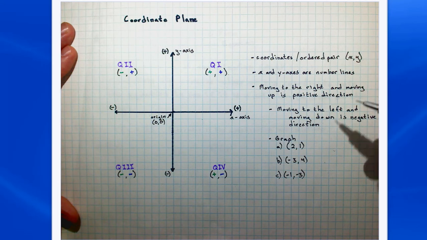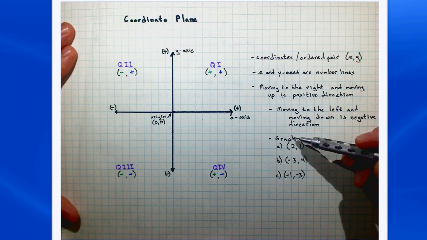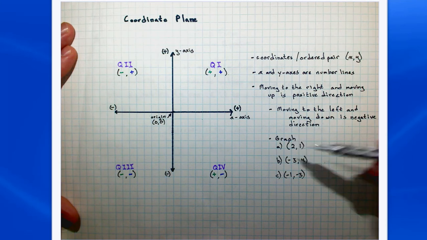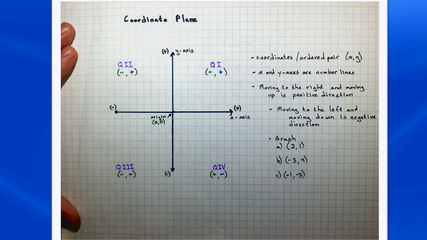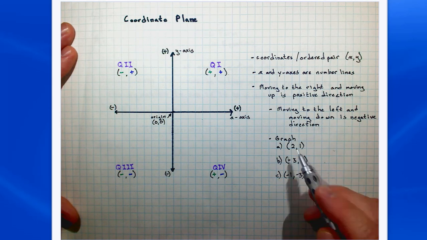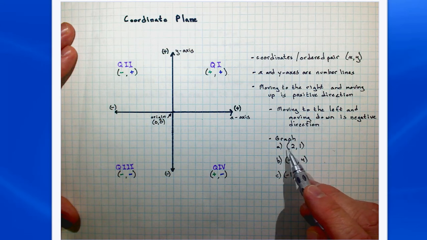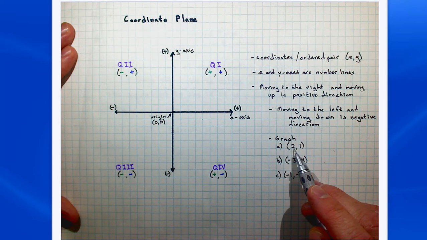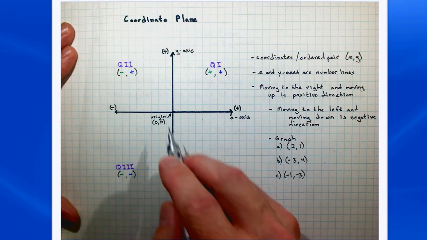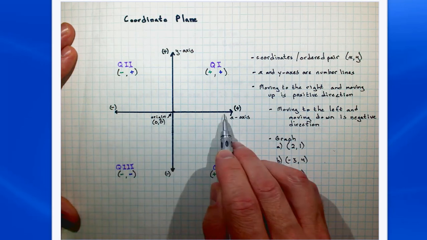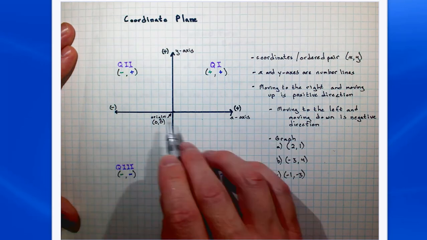Okay, we have to practice what we talk about. So together we're going to graph 2 comma 1. We start at the origin, and remember, this is x and this is y. I'm going to deal with the x portion of the ordered pair first. I'm going to move 2 units in the positive direction.